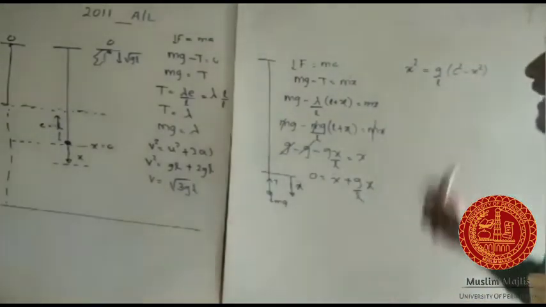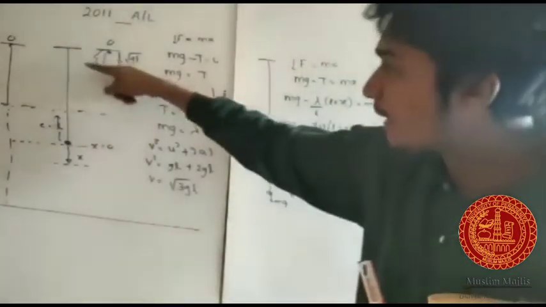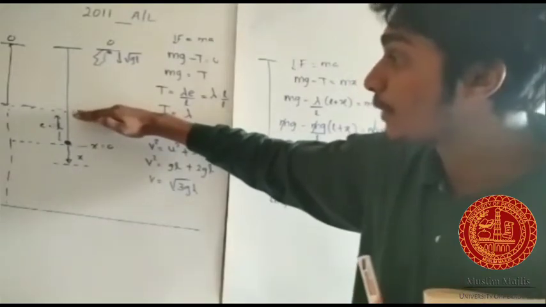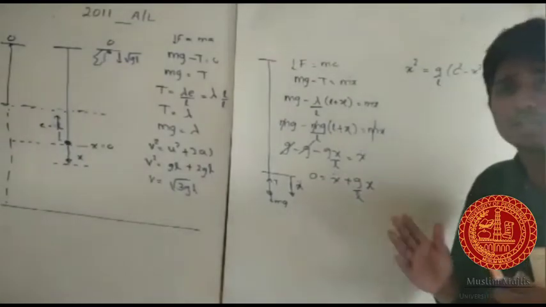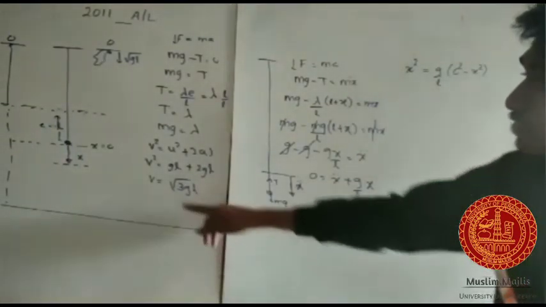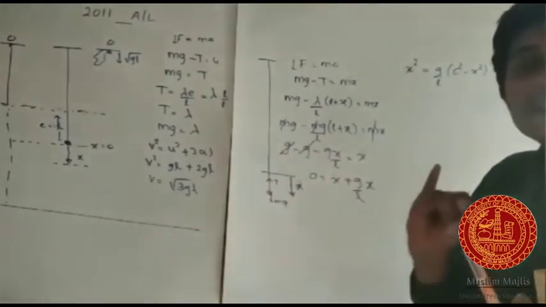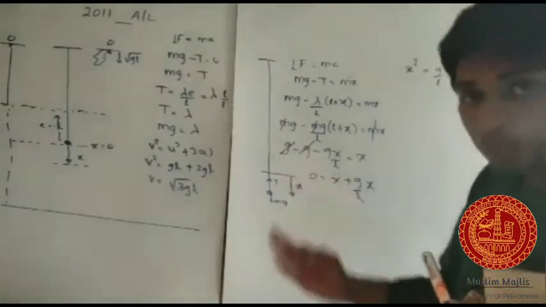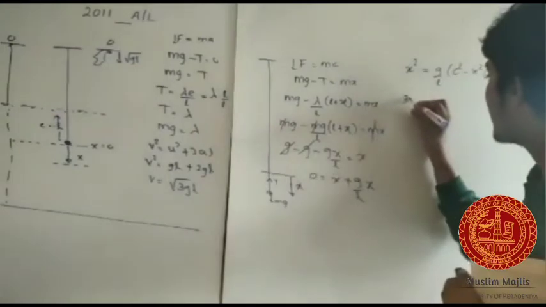Now at t equal to 0, when the particle is somewhere around here, meaning at the beginning of the simple harmonic motion, what is the velocity? The velocity is the square root of 3gL. So x dot is root 3gL at t equal to 0. If that was the case, what is x dot squared? x dot squared will be 3gL.